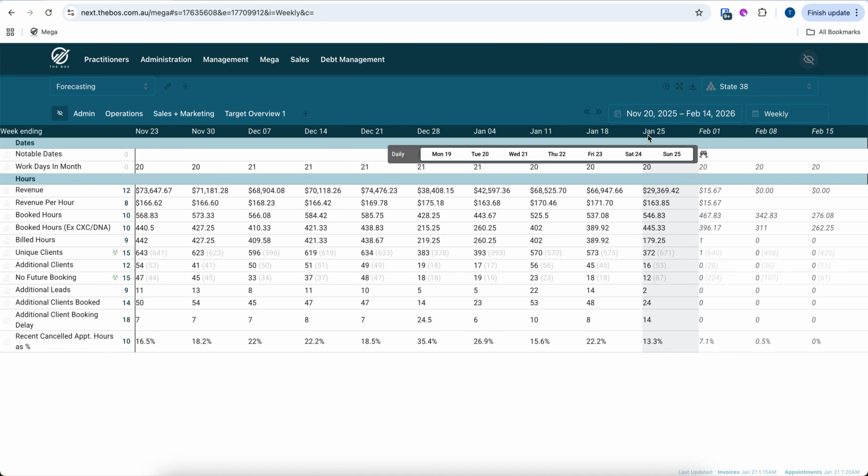So if we're in the week ending the 25th of Jan, we can see here that the booked hours is climbing up above the booked hours for the weeks previous, or especially within the new year, which is great.